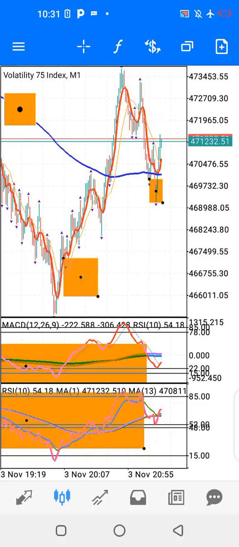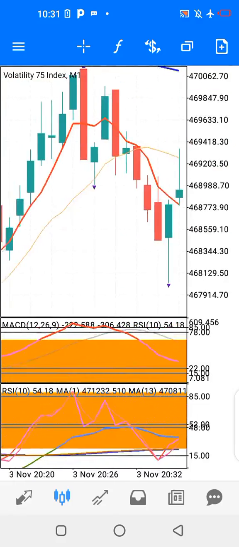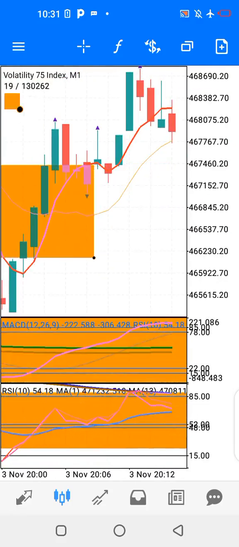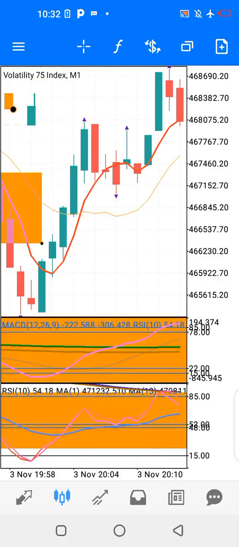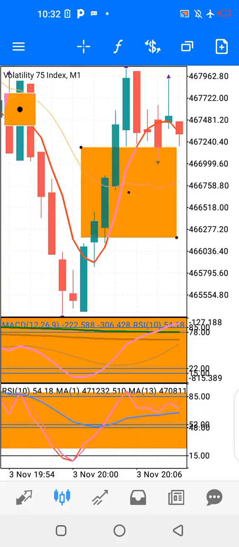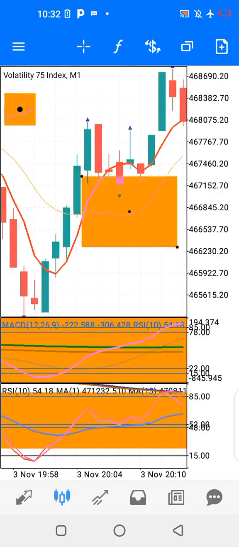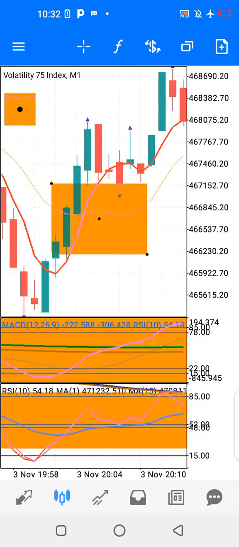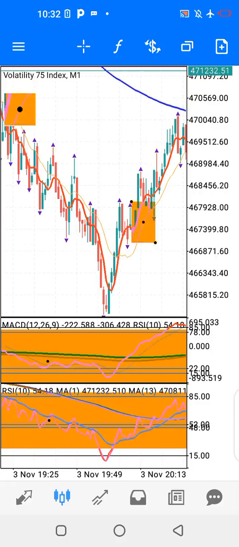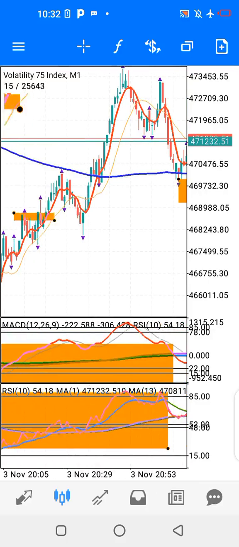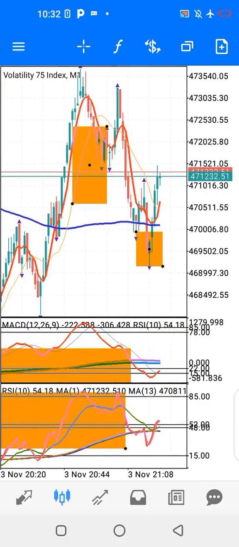Like you have a cross up of the red line. Let me zoom in so that you can see what I'm talking about. The red line crossed up above the orange line. The orange line is faint, it may not be that visible, but it's just there to mark out the support or resistance area. It's not really elaborate, so that the chart will not look too untidy.